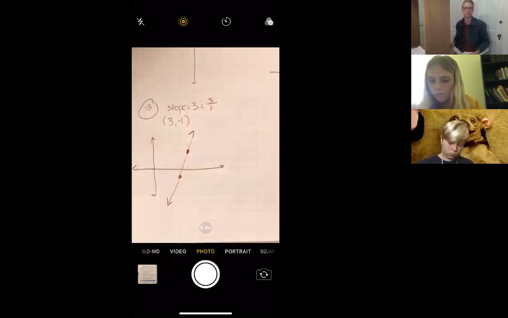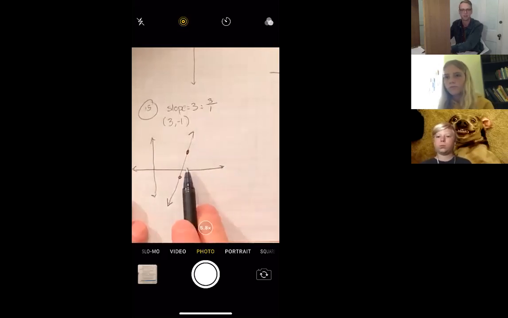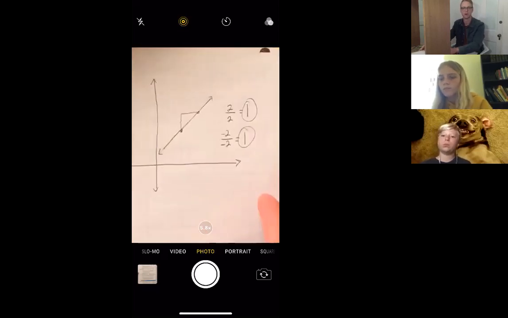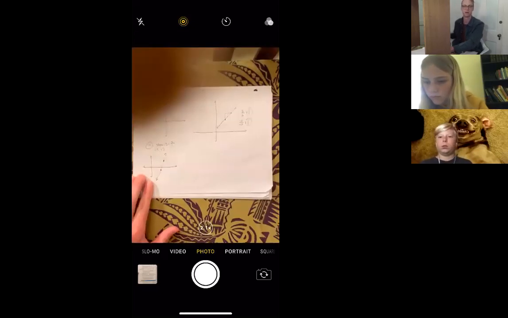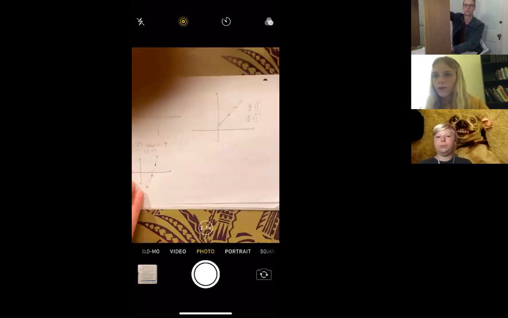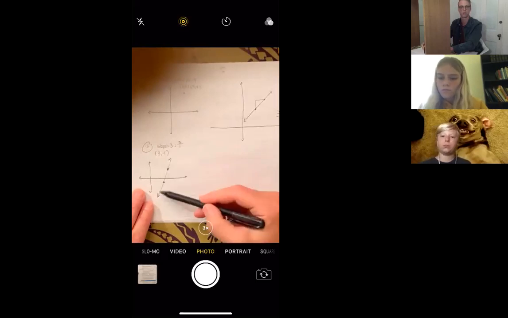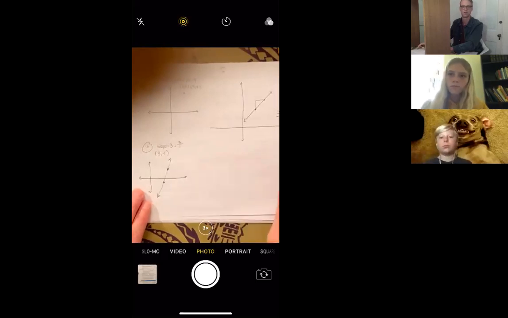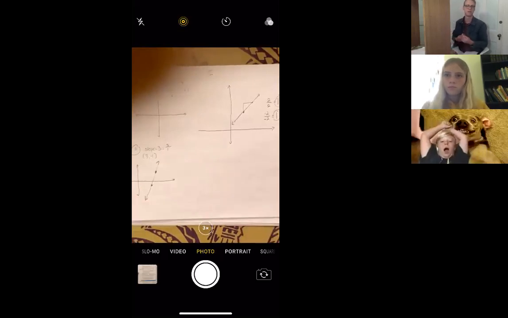Does that make sense, guys? All right, cool. Last thing I want to point out is look at the difference between this line, which is a slope of 3, and the last problem, which is a slope of 1. Which one is steeper? Is it the slope of 3 or the slope of 1? 3 is way steeper. You got it. So the greater my slope, the closer to vertical it's going to be. And the smaller my slope, the closer to horizontal it's going to be.